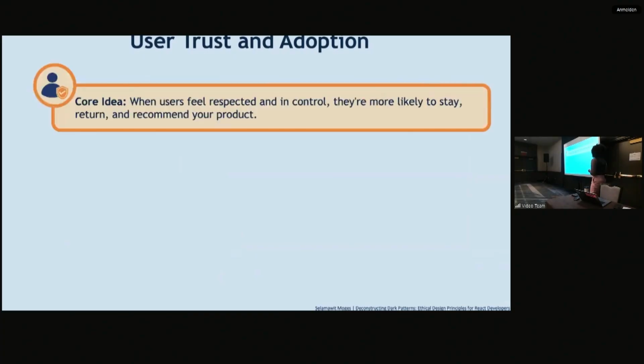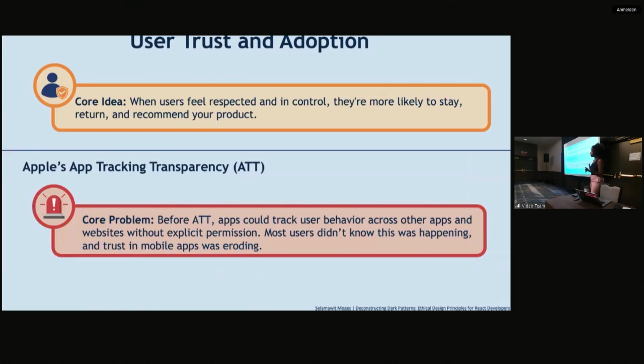So the core idea here is that when users feel respected and in control, they're more likely to stay, return, and recommend your product. And let's use Apple's app tracking transparency as an example to highlight this point. So the core problem that Apple's ATT was trying to address is that apps could track user behavior across other apps and websites without explicit permission. And most users didn't know that this was happening, and trust in mobile apps began to erode.